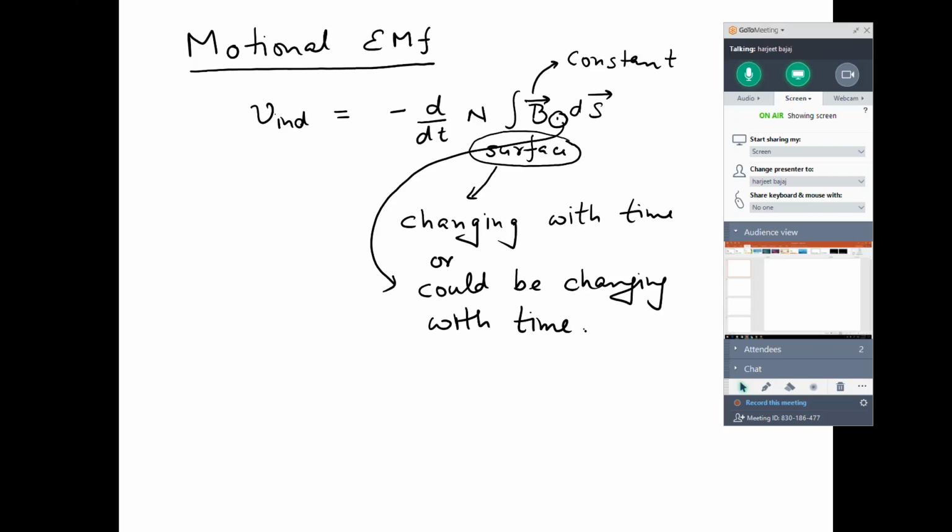So either we could have the circuit expanding or contracting, in which case the surface area is going to change, and then the integral limits are going to change. Or what we may have is that the circuit is rotating in the magnetic field, in which case the direction of B with respect to the direction of ds is going to change with time, and hence the dot product is going to change with time. These are the two basic cases we can have. We can calculate motional EMF directly by using this equation.